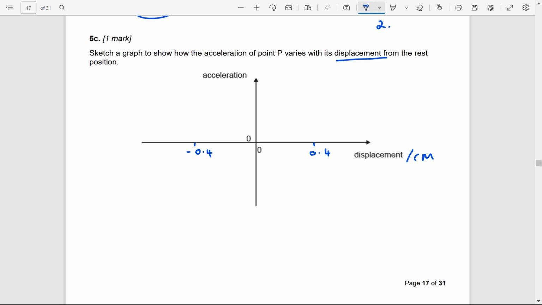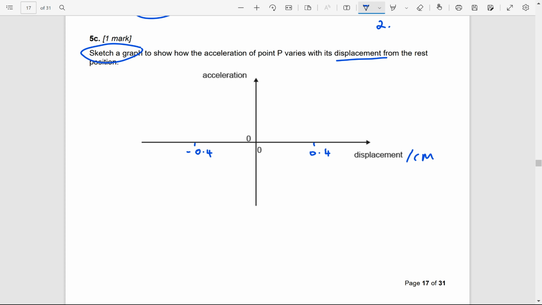Now, interestingly, the mark scheme doesn't ask for that value on the graph. I'm not sure why, because a sketch normally needs to have the important data on it, but it doesn't need a full scale. Also in the question it did give us that value 0.4. So I must be honest, I was expecting the mark scheme to require the 0.4, but it doesn't actually talk about numbers. It's just talking about the shape of the graph.